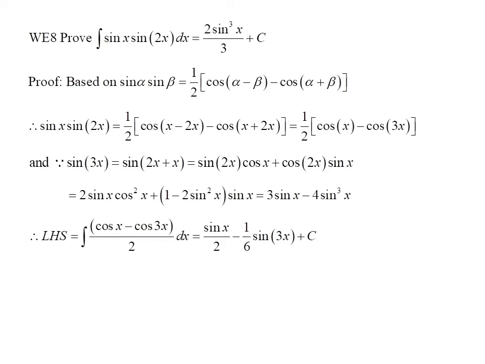Hence, the left-hand side equals the integral of (cos x minus cos 3x) all over 2 dx, which equals sine x over 2 minus sine 3x over 6 plus c, which equals sine x over 2 minus (3 sine x minus 4 sine cubed of x) all over 6 plus c, which is simplified to 2 sine cubed of x over 3 plus c, which is exactly the form on the right hand side.